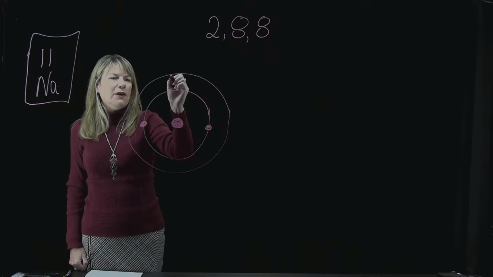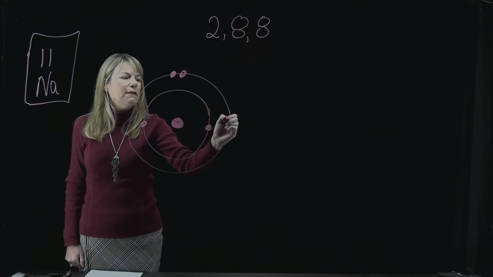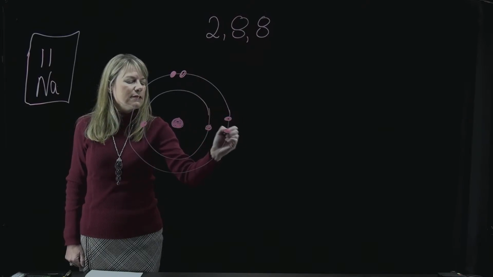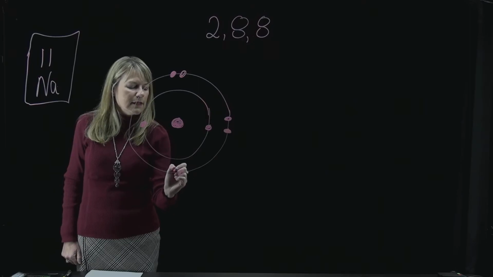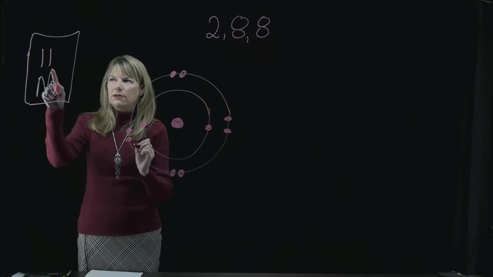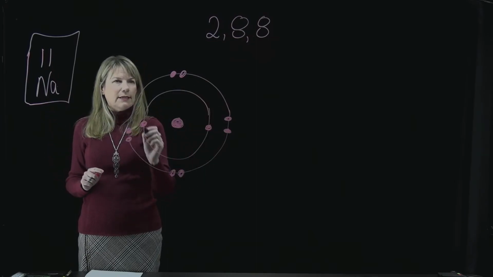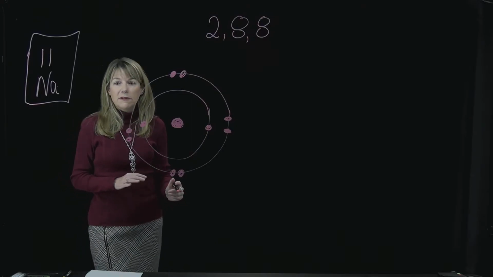And I like to pair mine just so I can keep track of my numbers. So there's 3, 4, 5, 6, 7, 8, 9, and 10. But I still have one more electron to account for. But I have this second energy level now filled up.